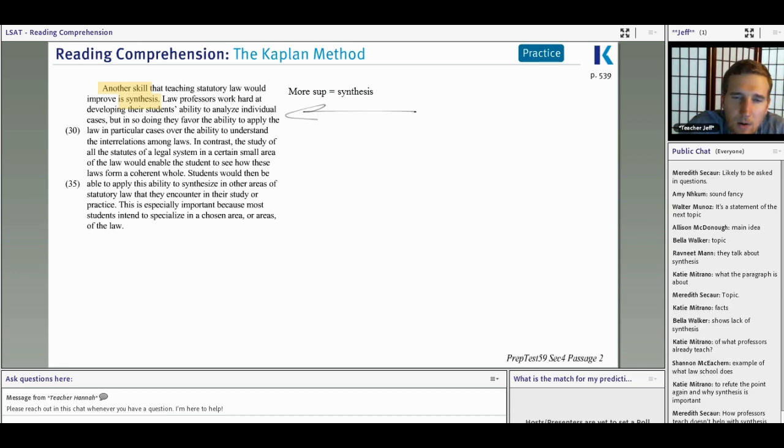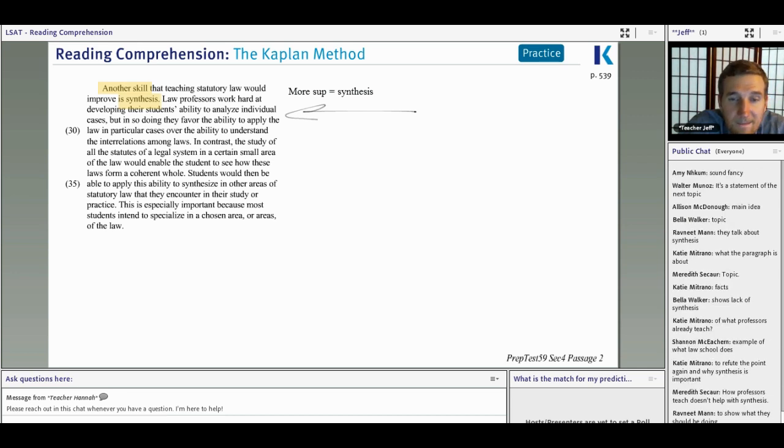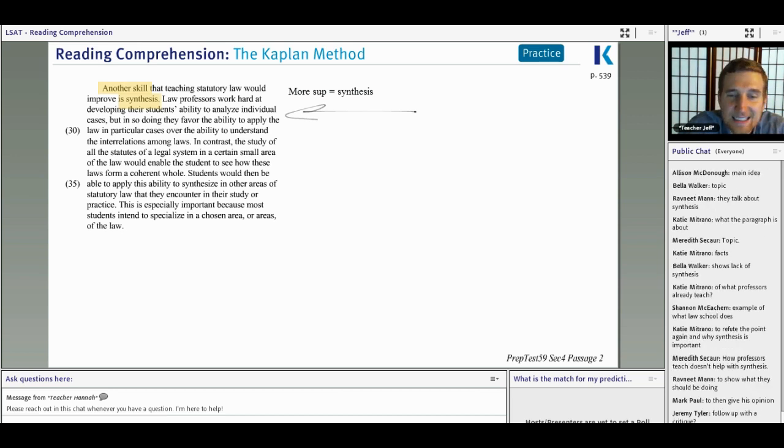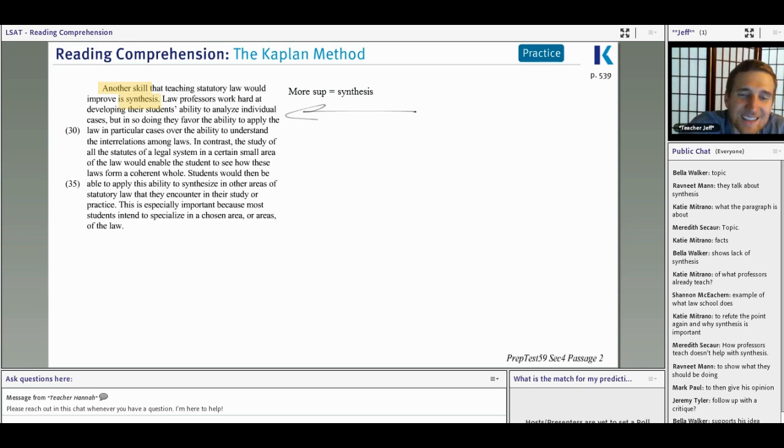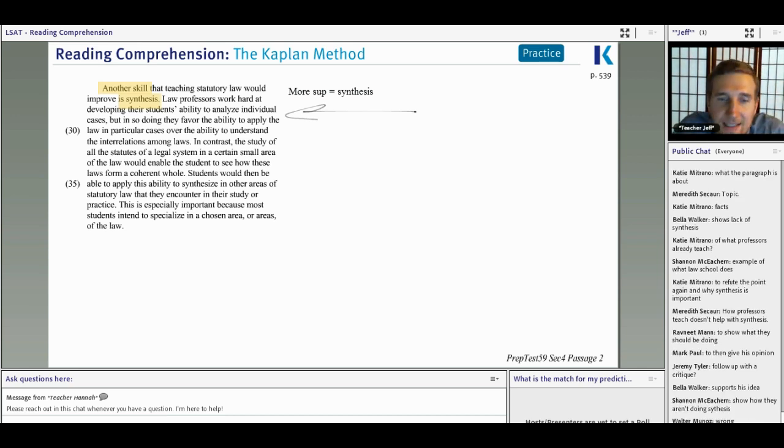To show, well, to show that they're doing it, what? Right, to do it wrong and then follow up with a critique. Right, exactly. They're going to show, or the author is going to show, something that law schools are doing wrong to then talk about how it should be done. So what are law schools doing wrong in the second sentence? What do we learn that's incorrect for them?